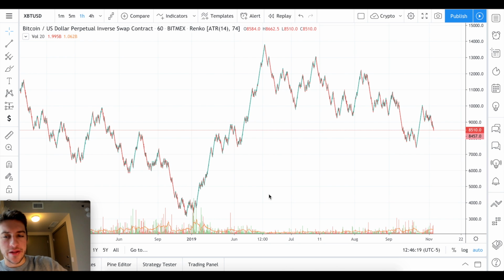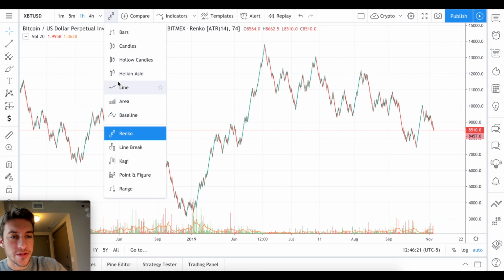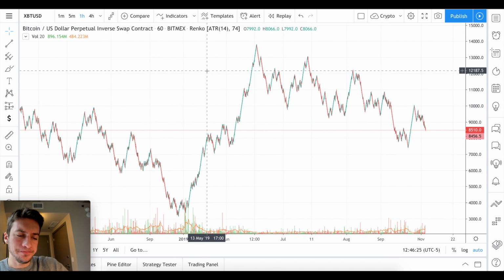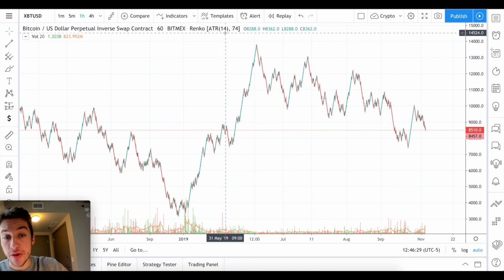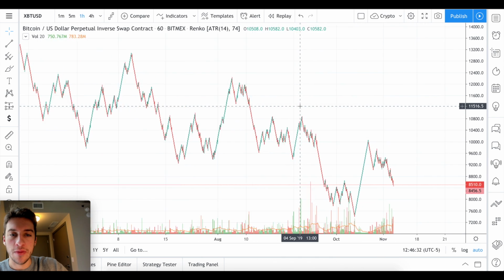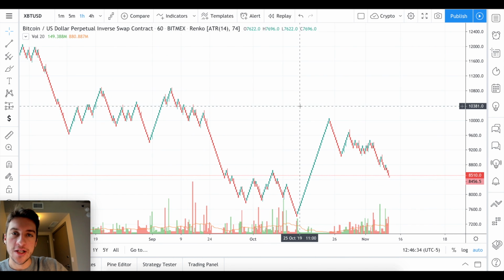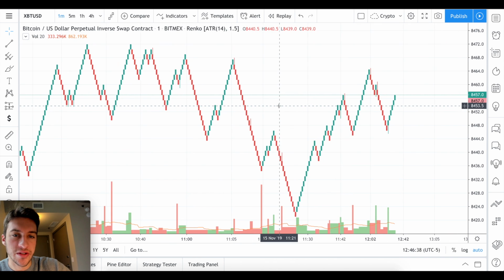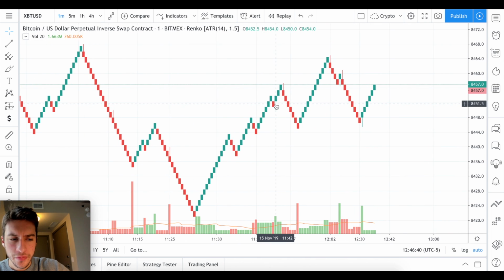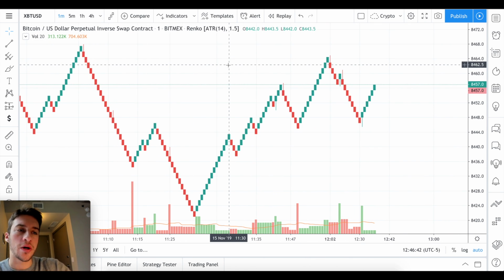This is a different kind of chart that doesn't use candlesticks, but instead uses a form of price information in which the average true range is used to calculate a certain amount of price movement for each brick. So let me explain what that means by going on the 1 minute and showing you guys exactly how this works. So the ATR is going to calculate what the average movement of price is.